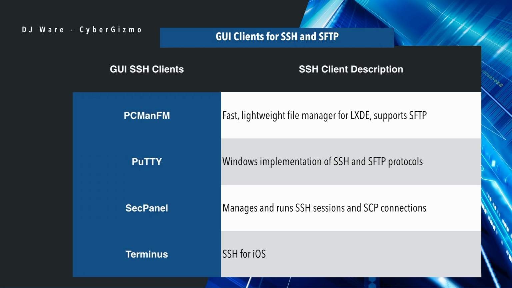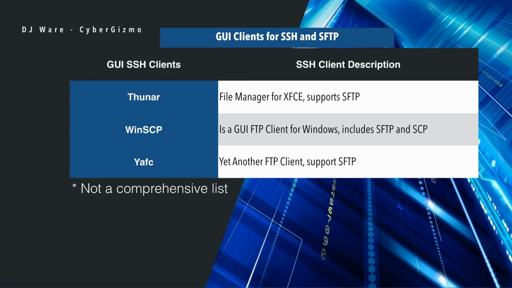Termius is a full SSH implementation for iOS. I believe it's commercial. It offers the terminal and SFTP side of things, so it's a complete SSH solution. Thunar is the file manager for XFCE, that's on Linux, of course. That's one of the desktop managers, and that also supports SFTP. There's WinSCP, which is a GUI FTP client for Windows. That includes support for SFTP and SCP.